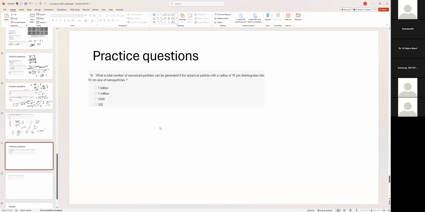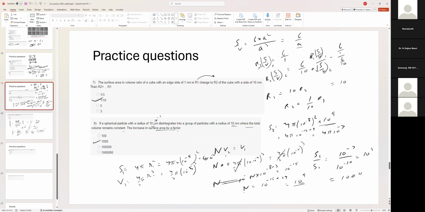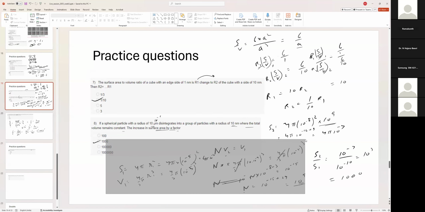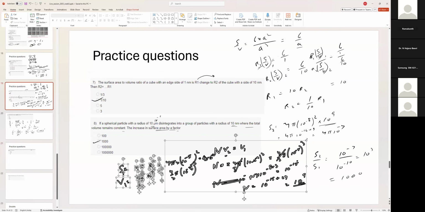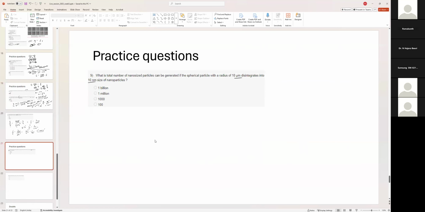What are the total number of nanosized particles formed if a spherical particle of about 10 micron disintegrates into 10 nanometer particles? Now we just read this derivation here. Now we copy it here.